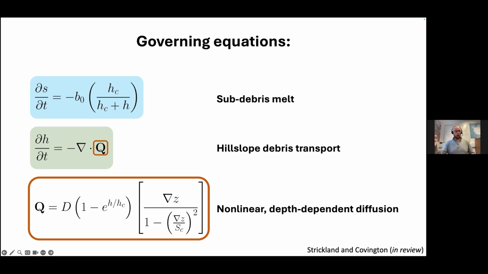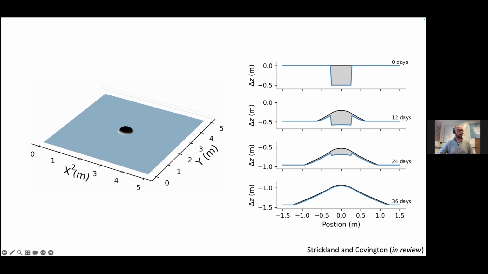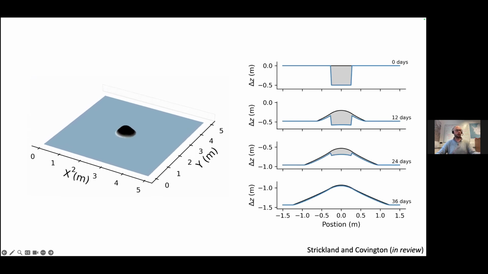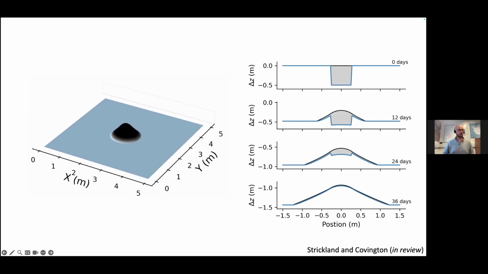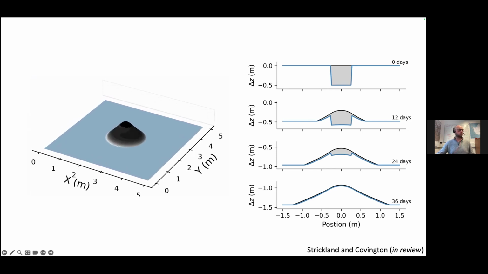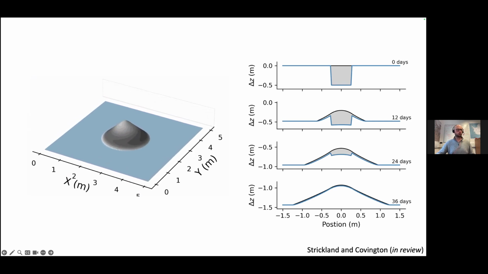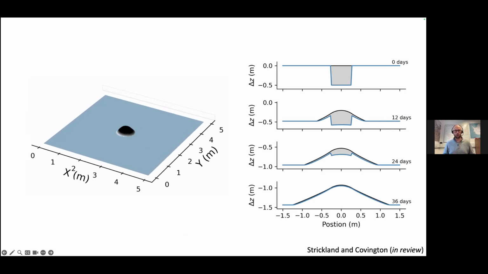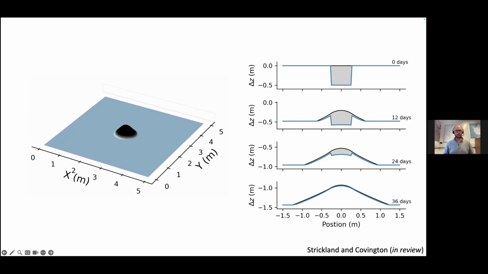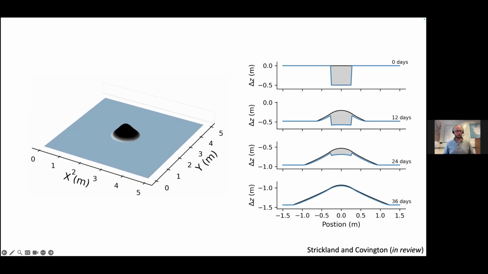So, pretty simple model. We just have subdebris melt and hillslope debris transport. What I did is we start with a pit of debris and we let the model run. And you can see in this animation and in the snapshot transects on the right that within about a month, we get a substantial dirt cone from a debris-filled pit. So that was cool. This is really satisfying for me because this was an early part of my PhD, and I'd set out to model something and I had succeeded.